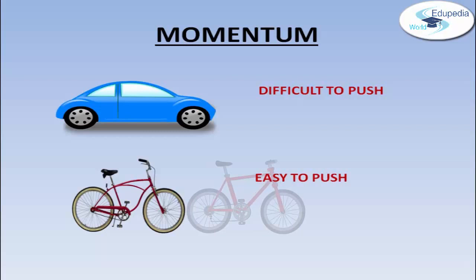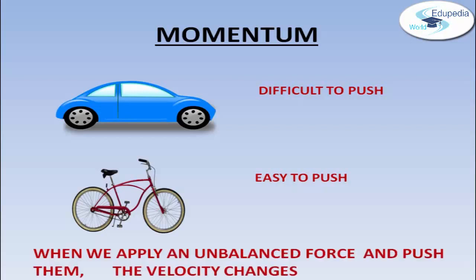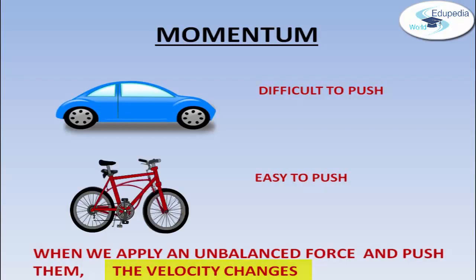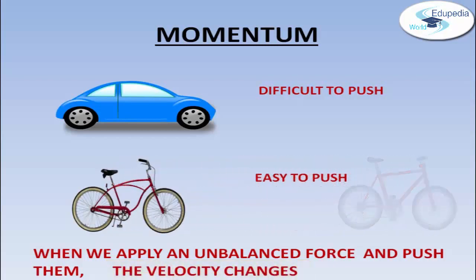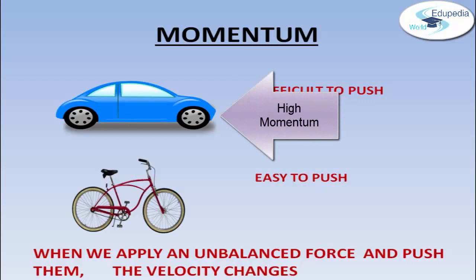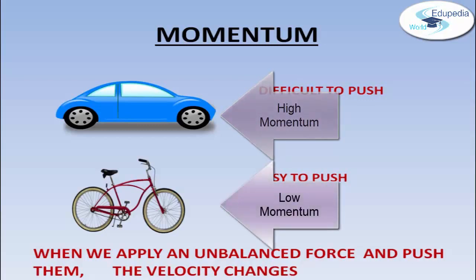Now, how do we differentiate between the objects which are difficult to move, the objects which are easy to move? Now, when we apply unbalanced force and we push them, the velocity changes. Like if we apply a force to the bicycle, then the bicycle probably goes at a faster speed or velocity as compared to the car. The car doesn't even move. That is because the car has a very, very high momentum, right? And the bicycle has very low momentum.